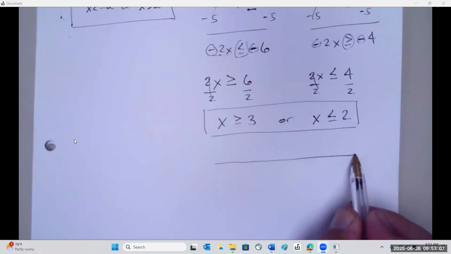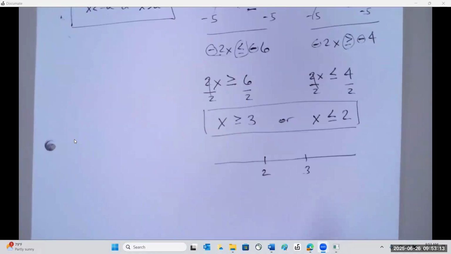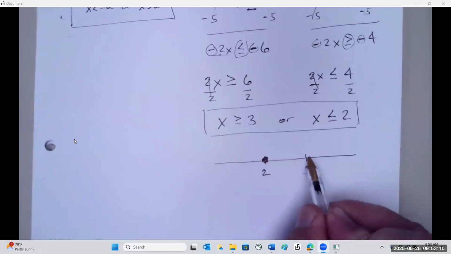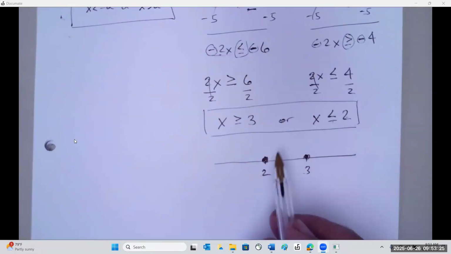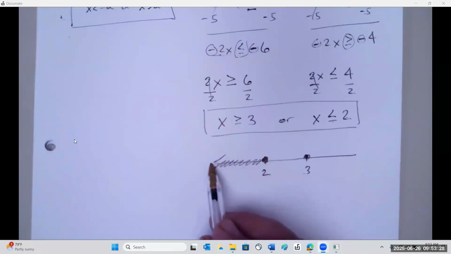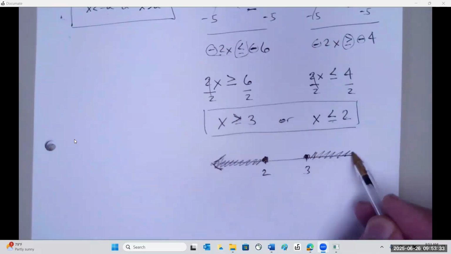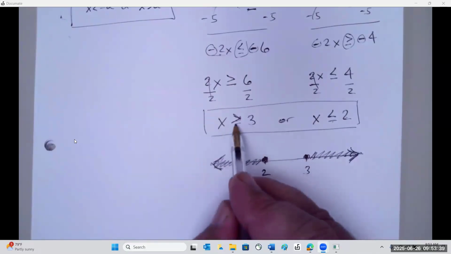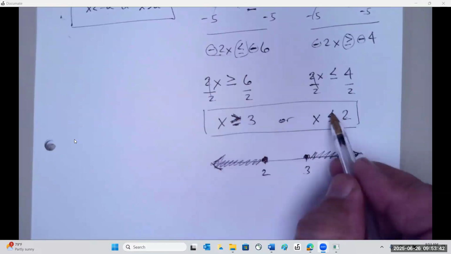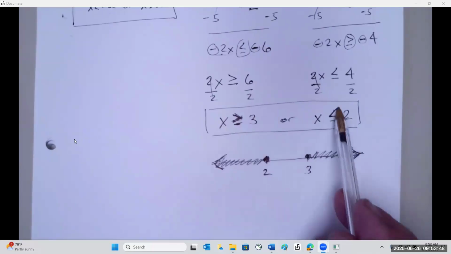So here we draw a line. We have a number at 2 and a number at 3. Open or closed circles? They're both closed. So from 2, which direction am I shading? X is less than 2, so less than is this way. And then x is greater than 3, so it's going over here. Remember, if you have x on the left-hand side, then the arrow tells you where to shade. Shade to the right of 3, or shade to the left of 2.